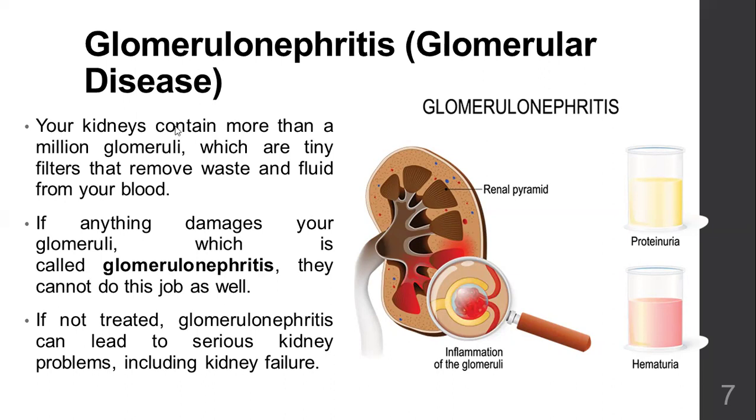Your kidneys contain more than 1 million glomeruli. It's a cellular structure, tiny filters that remove waste and fluid from your body. We have discussed that earlier. If anything damages your glomeruli, which is glomerulonephritis, they cannot do the job well. What is the job? To filter out the waste and fluid. So that cannot be done.